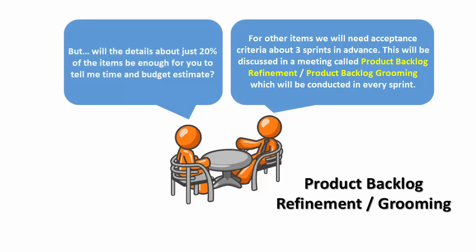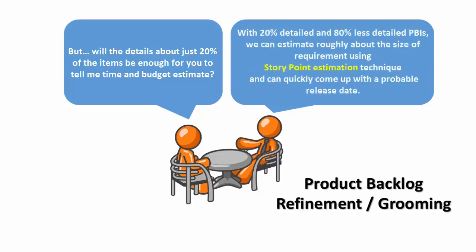But will the details about just 20% of the items be enough for you to tell me time and budget estimate? With 20% detailed and 80% less detailed PBIs, we can estimate roughly about the size of requirements using story point estimation technique and can quickly come up with a probable release date.